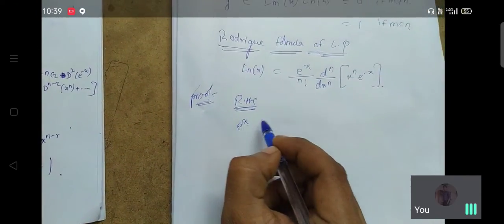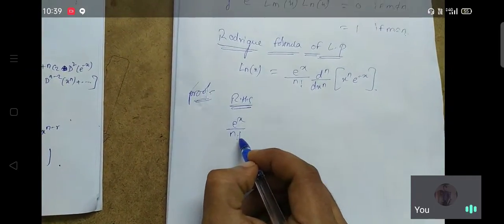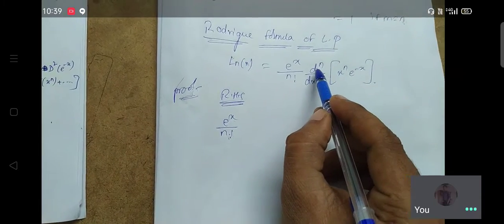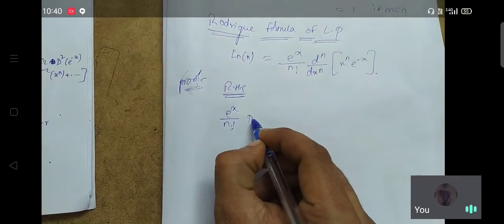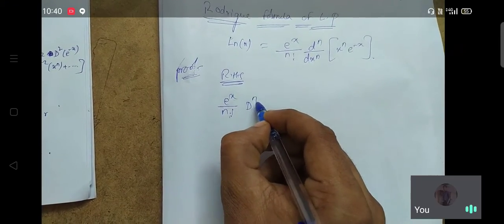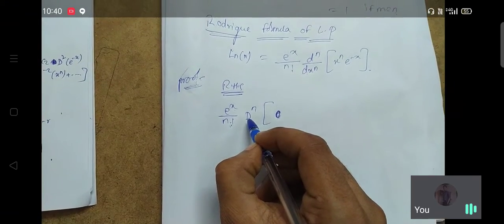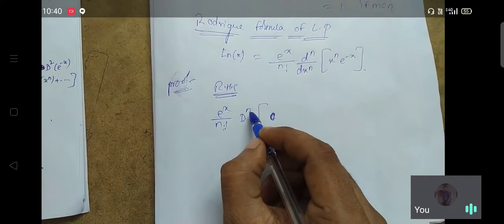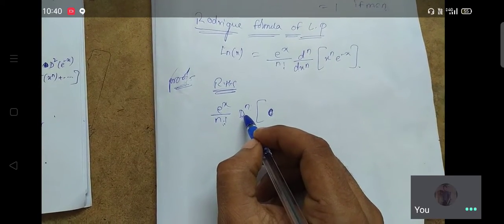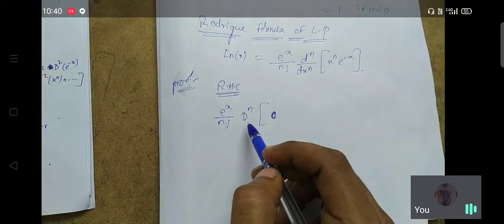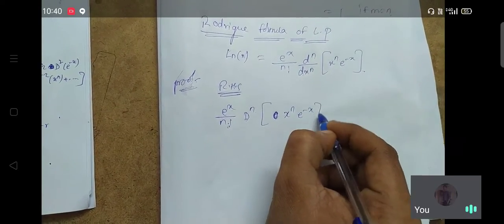So e power of x by n factorial, we can write d power n divided by dx power n, in terms of D, where D means derivative with respect to x, the nth derivative of something with respect to x. Okay, x power n e power of minus x.